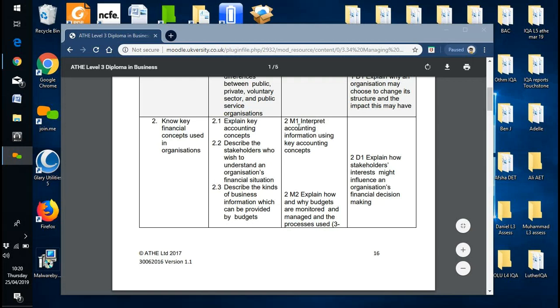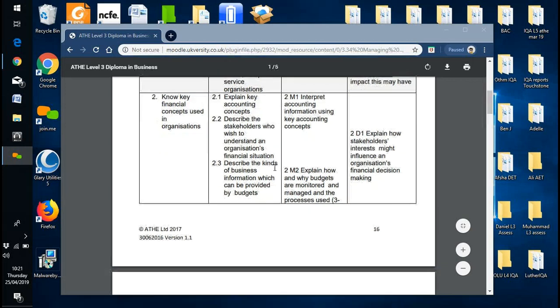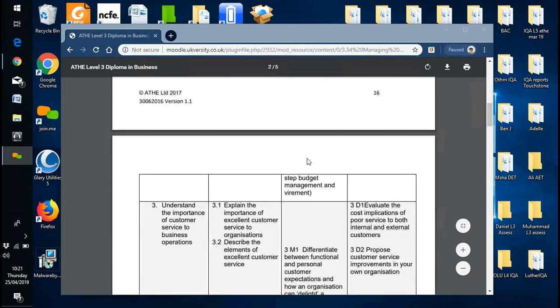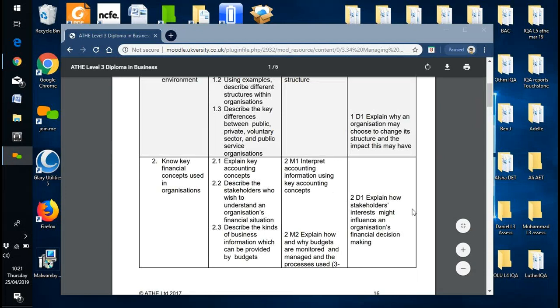Okay. For a merit, again, there are two merit operations in this one: interpret accounting information using the key accounting concepts, and explain how and why budgets are monitored and managed and the process used, step-by-step. Then explain how stakeholders' interests might influence an organisation's financial decision making.